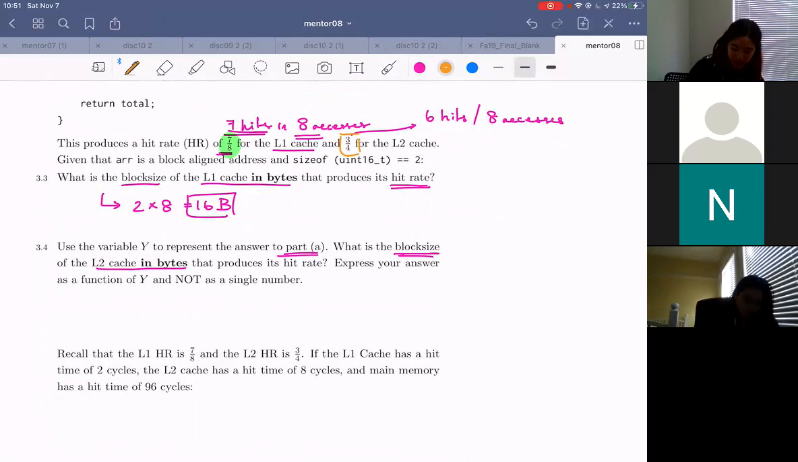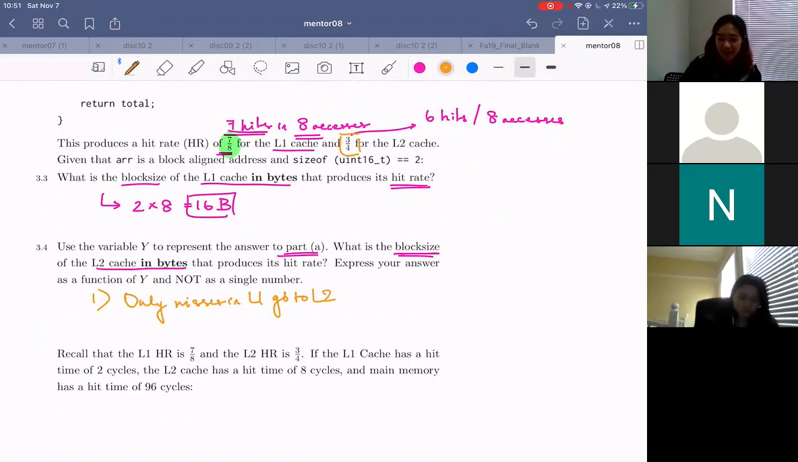The first thing that we know, in addition to everything else, is that only misses in L1 go to L2. The reason is because if we have a hit in L1, we don't need to go to another level and spend more time trying to find that. So that means we're going to have 1 visit to L2 every 16 bytes.